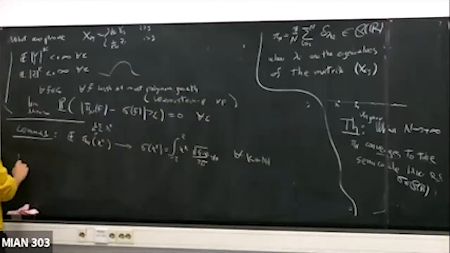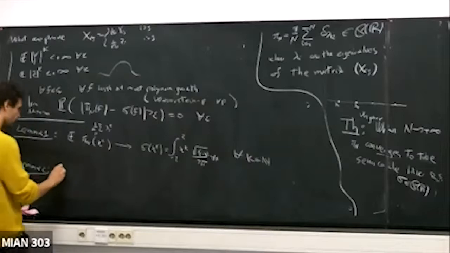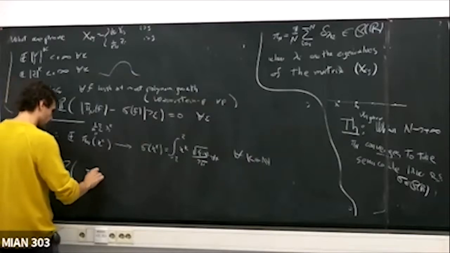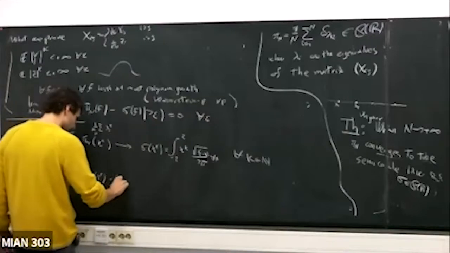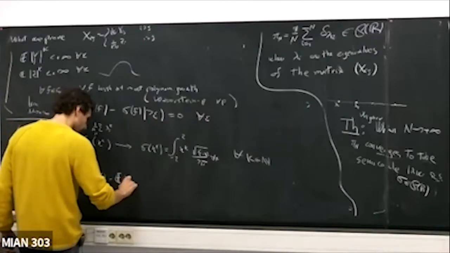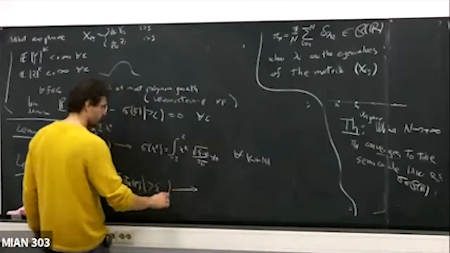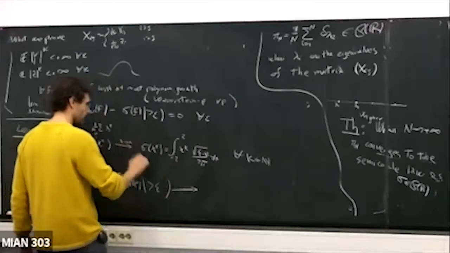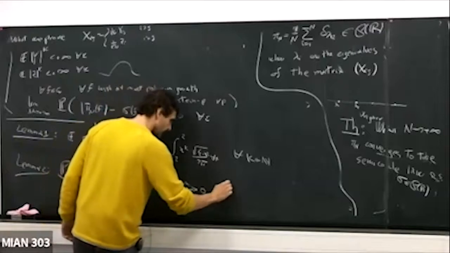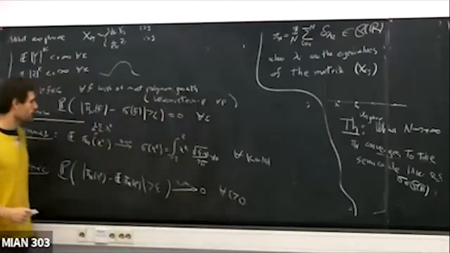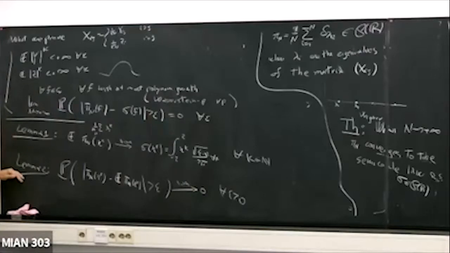And lemma 2: the probability that pi n of x to the k minus the expected value of pi n of x to the k is bigger than epsilon goes to 0. This limit is taken as the matrix gets bigger and bigger, going to infinity, for every epsilon. Okay, so let's first check that if we prove lemma 1 and lemma 2, we prove the theorem. And then we prove lemma 1 and lemma 2.